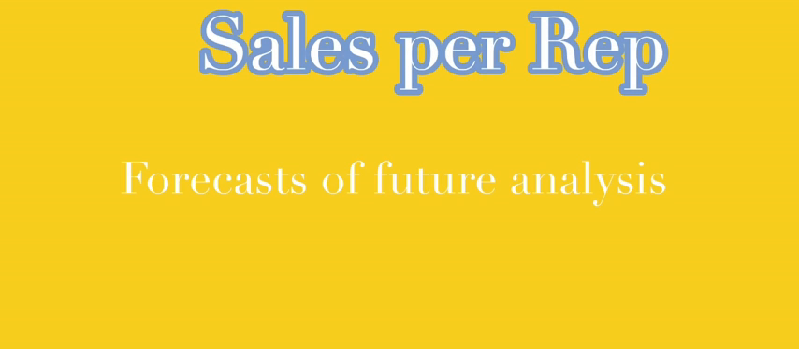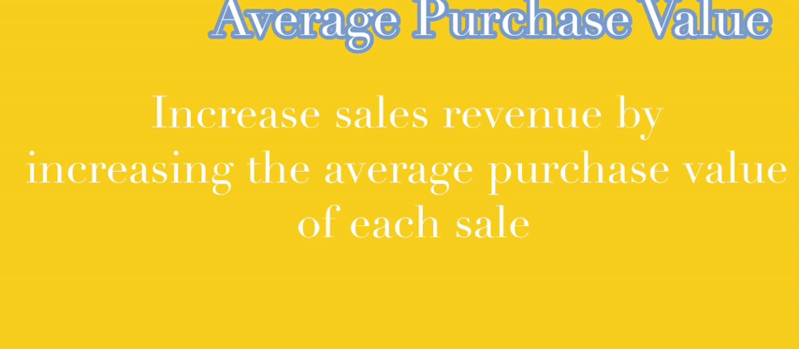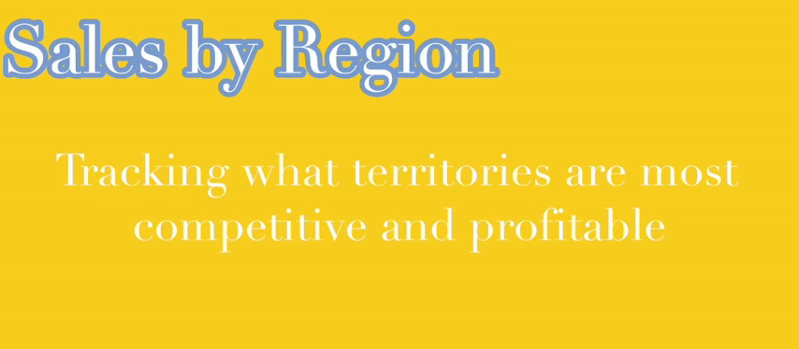Sales per rep is simply forecasts of future analysis. Average purchase value is an increase of sale revenue by increasing average purchase value of each sale. Finally is sale by region. Sale by region is tracking what territories are most competitive and most profitable.